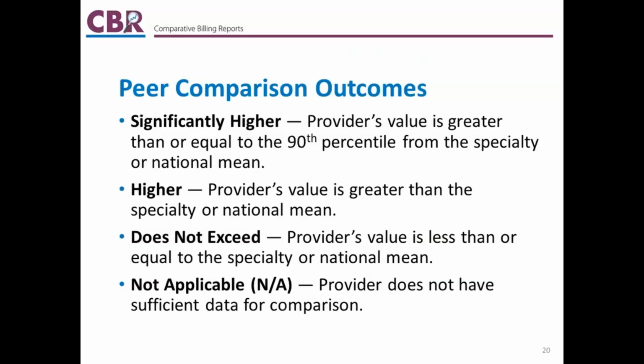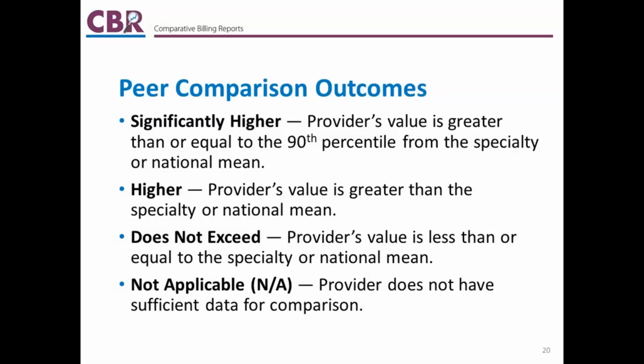The four outcomes that can come of each metric analysis are significantly higher, which means the provider's value is greater than or equal to the 90th percentile from the state or national mean. Higher, which means the provider's value is greater than the state or national mean. Does not exceed, which means the provider's value is less than or equal to the state or national mean. And then not applicable means that the provider does not have sufficient data for comparison.